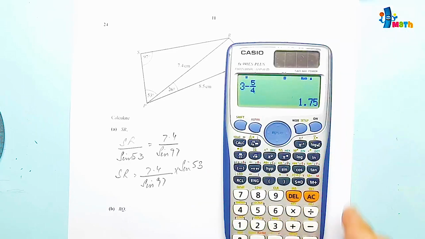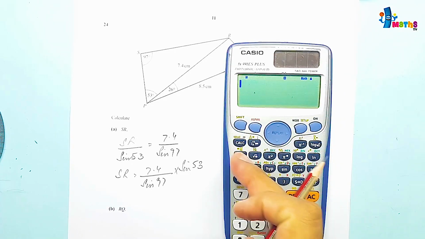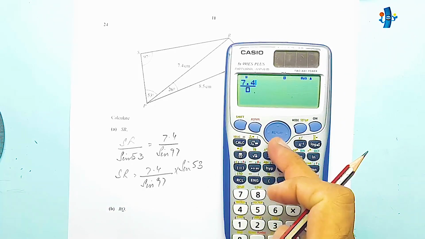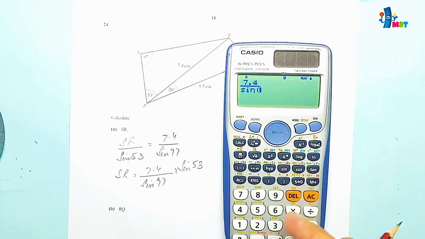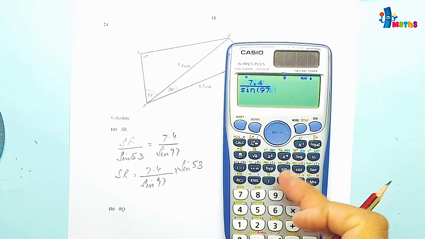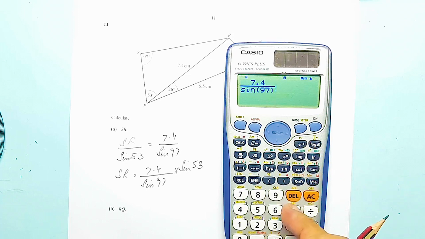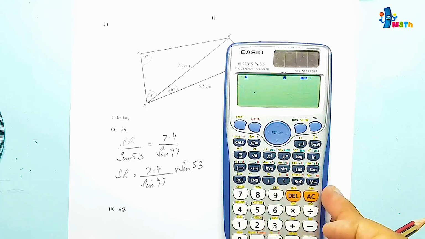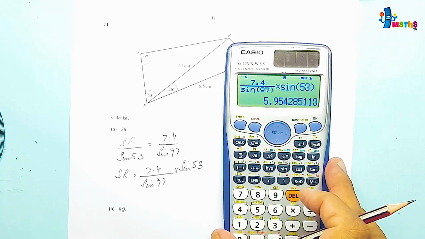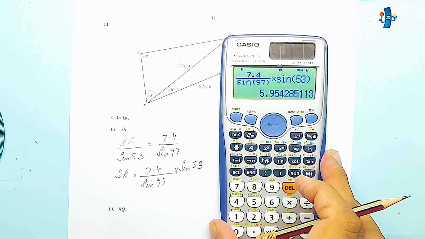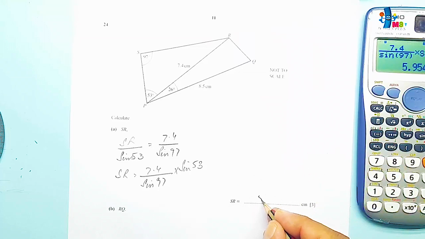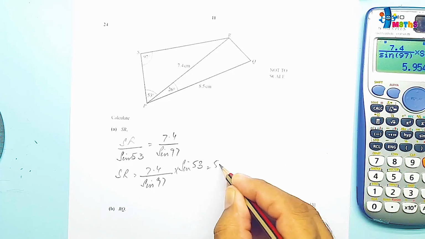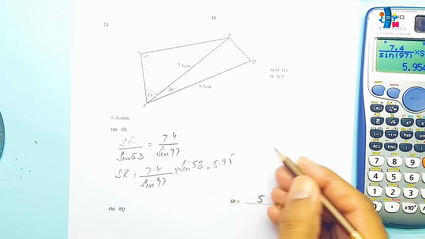So we can simplify this. This will be 7.4 over sine of 97 multiplied by sine of 53. This will be equal to 5.95. So our answer will be 5.95. We can write here also 5.95 centimeters.